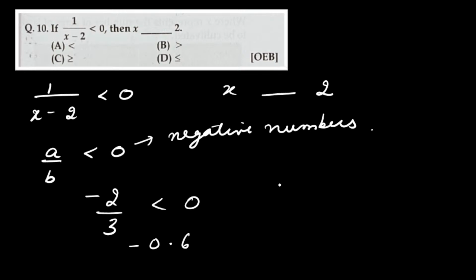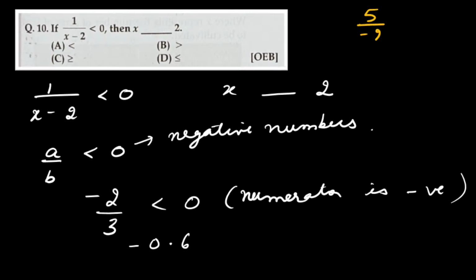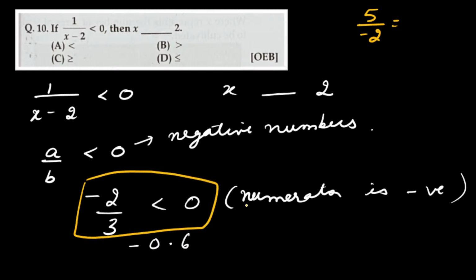Or if I have a fraction whose numerator is negative. Or I might have the possibility, suppose, 5 by minus 2. If I solve this one, here the denominator is negative. In the first example which I have taken, the numerator is negative. Now this is the second example, here the denominator is negative. For this one also I will get my answer as negative 2.5.